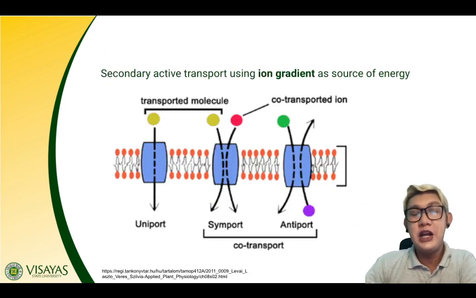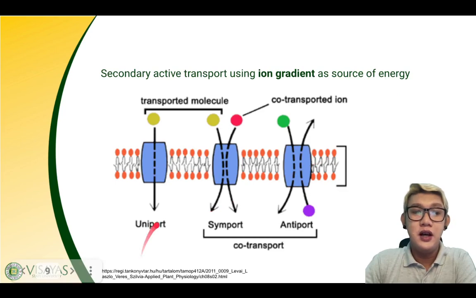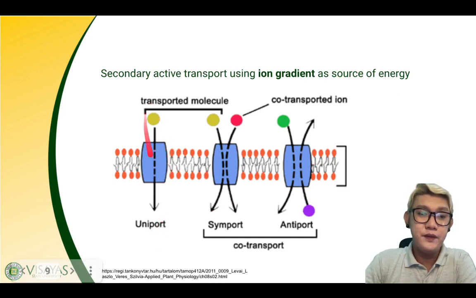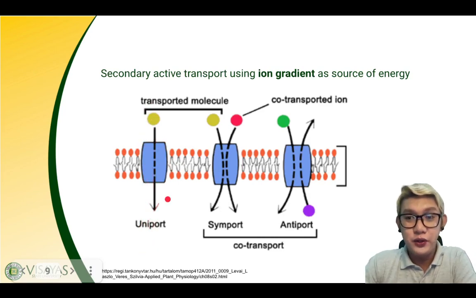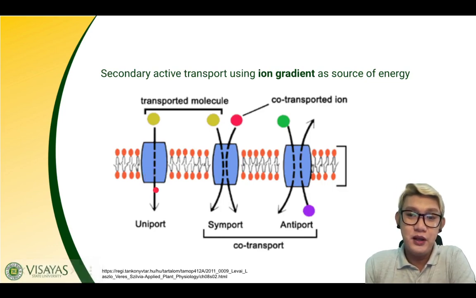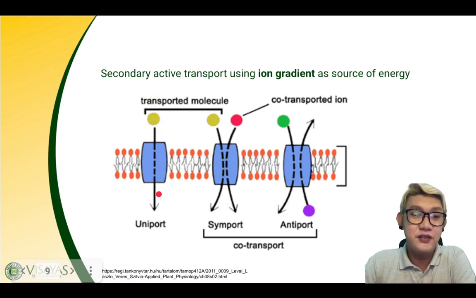Another is secondary active transport, using an ion gradient as source of energy. So, uniport, this is when only one type of molecule is transported. However, a uniport could also be a passive transport if it follows a concentration gradient. But if it is against a concentration gradient, using the energy of an ion gradient, that means it is already a secondary active transport.